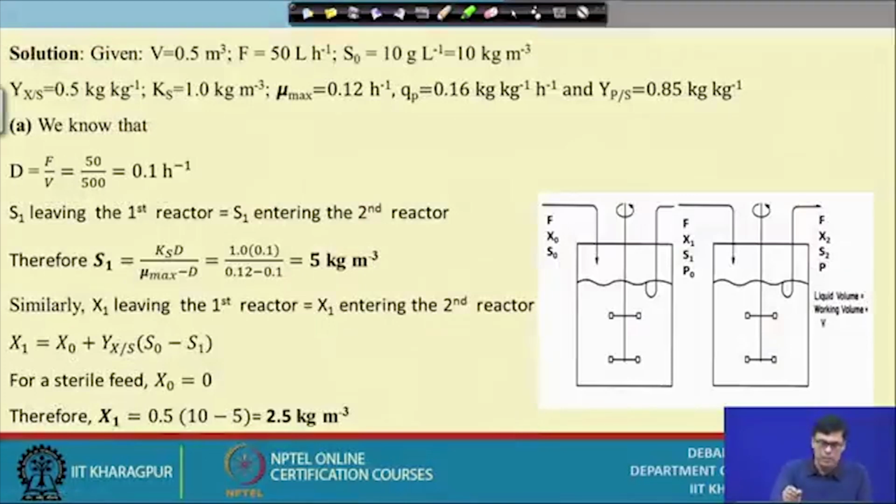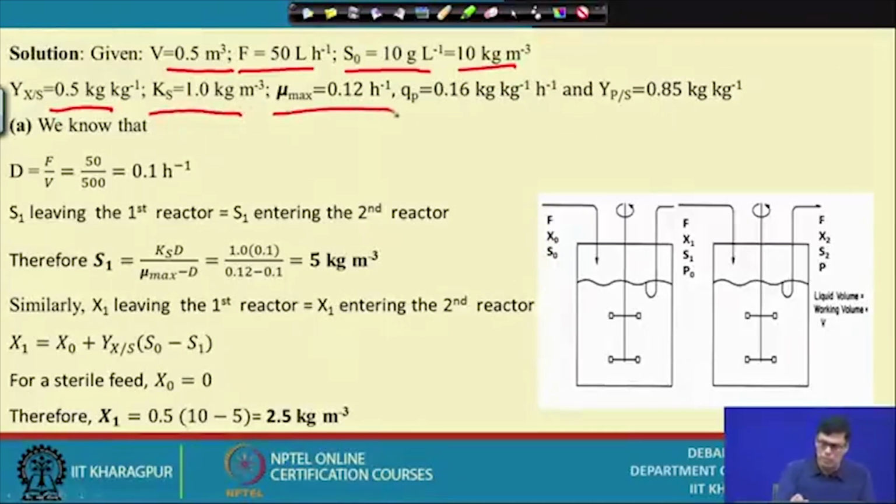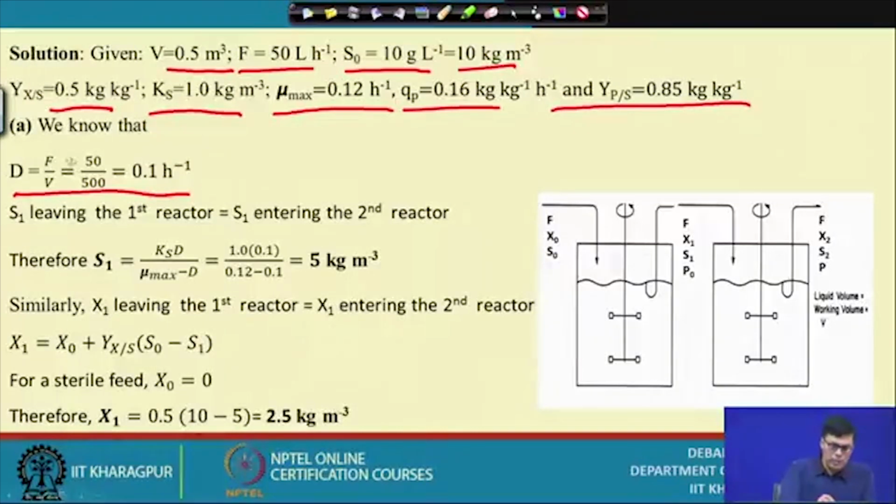So, what are the parameters given? The volume is 0.5 cubic meter, flow rate is 50 liter per hour, S0 is 10 gram per liter. 10 gram per liter we can write as 10 kg per cubic meter, and Yx/S is 0.5 kg per kg. Ks is 1 kg per cubic meter, mu max is 0.13, Qp is given. Now, what is the dilution rate? The flow rate is 50 liter per hour and volume 500 liter, so 0.1 is the dilution rate.